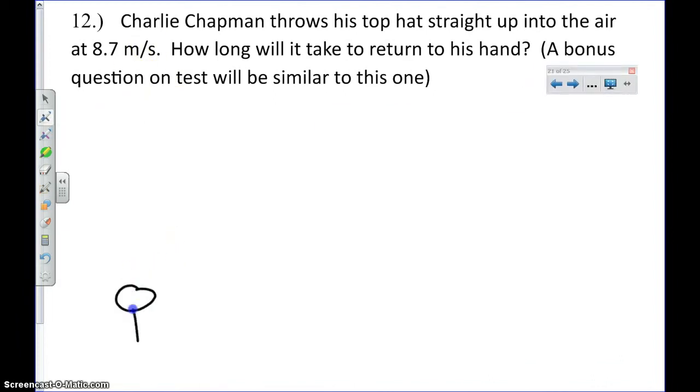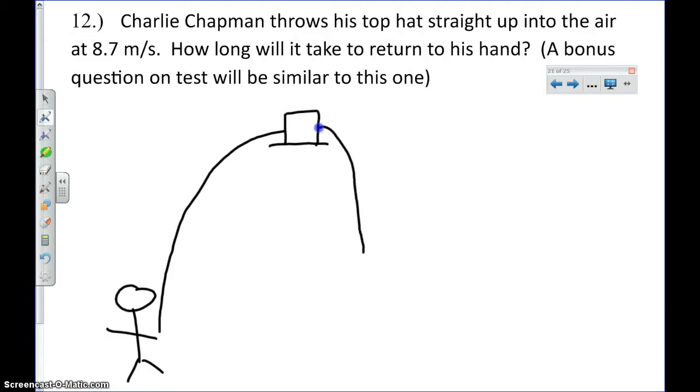So let's say Charlie Chaplin's standing here, right? And you toss your hat up into the air. Now the hat's going to go all the way up, and then eventually it's going to get to a point where it can't go any higher and it's going to stop, right? So the hat stops traveling there. And then what's the hat going to do? It's going to fall back down. I'm drawing it in a parabola, but it would fall back down to Charlie evenly, not all jacked up like that.